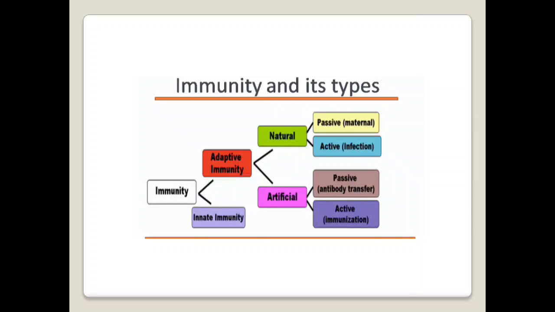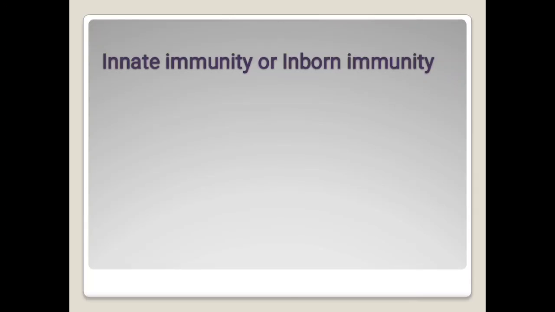Among them, first, active immunity is classified as natural acquired active immunity and artificial acquired active immunity. Second is passive immunity: natural acquired passive immunity and artificial acquired passive immunity. All these types we will see in detail. Among them, the first type is innate immunity or inborn immunity.